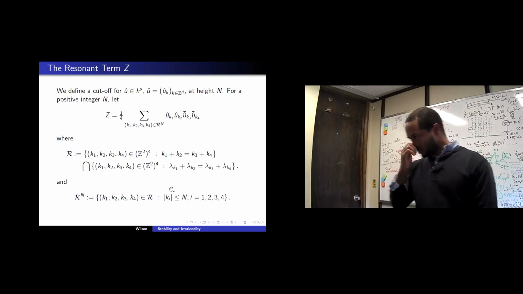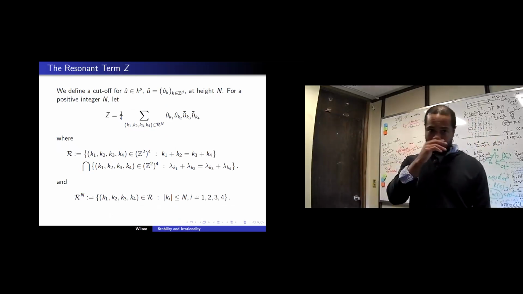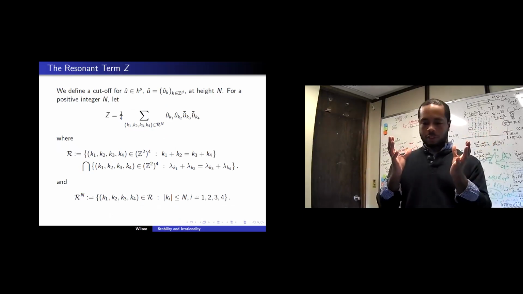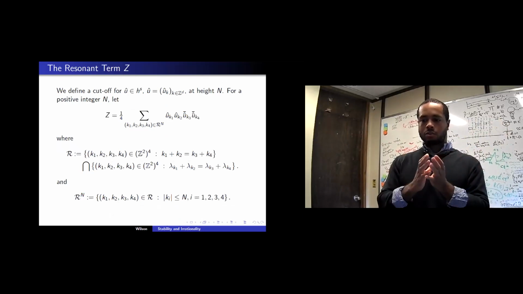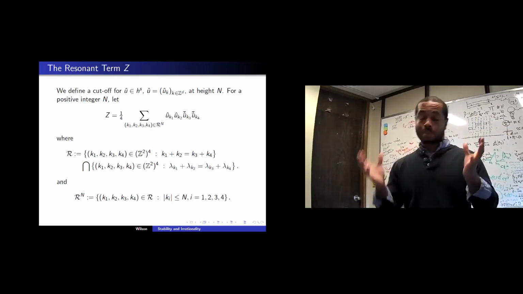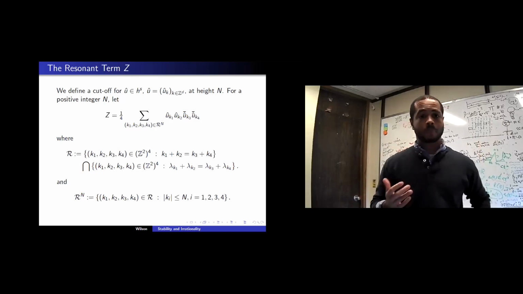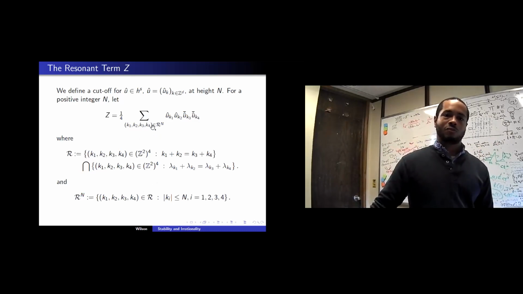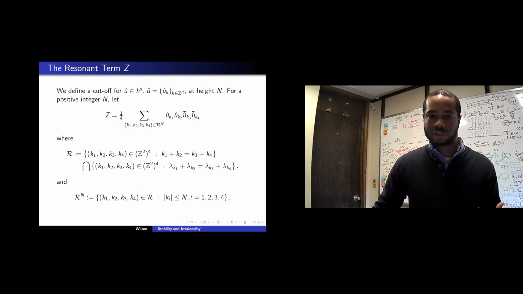Okay, so what do you get? After you've done this normalization, the next step of the process is to examine the dynamics of the normalized system. Our z here is a normalized part. We have a cutoff at height n, and the elements you're summing over determine completely the dynamics of the system here.